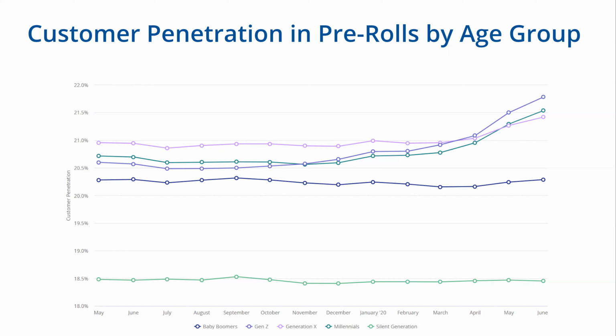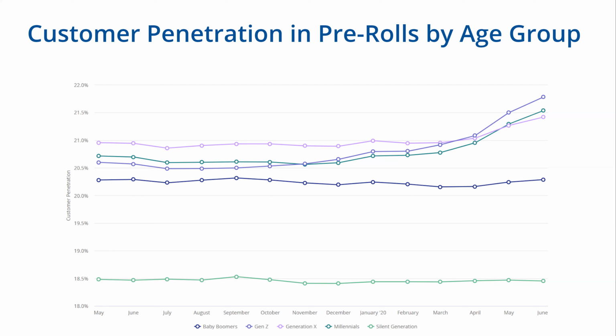And conversely, the three youngest generations have the highest penetration and have been building momentum over the past 6 months. So during the period of May 2019 to October 2019, we see that Gen X has the highest customer penetration, followed by millennials and Gen Z. But starting in November 2019, we see an inflection point where these three groups begin to change trajectory. And by April 2020, we see that customer penetration by age group is ranked perfectly in order from youngest, being Gen Z, to oldest, which is the silent generation.